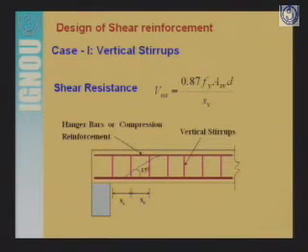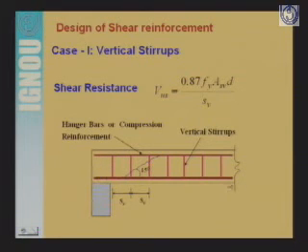Case 1. First case is when we provide vertical stirrups only. In that case, the shear resistance of the shear reinforcement we can calculate as VUS equal to 0.87 Fy into ASV into D divided by SV. And this you can see from this picture.